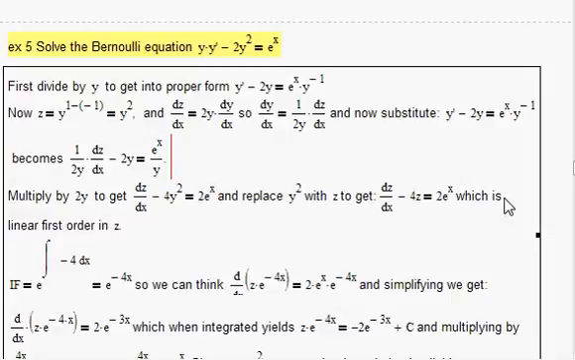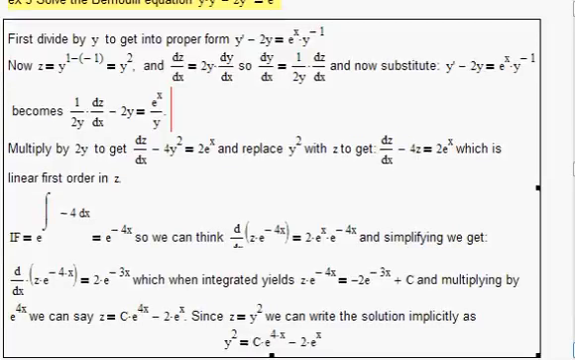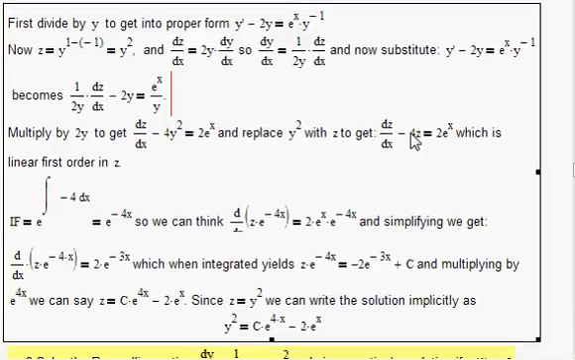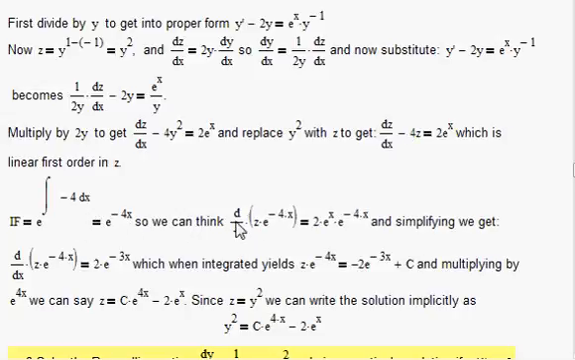And now we've got a linear differential equation in z and x. So it's linear first order in z. Integrating factor would be, this is our p of x, negative 4, so e to the p of x dx is e to the negative 4 dx, so that's e to the negative 4x. And we can think of our equation now as the derivative of z times e to the negative 4x equals 2e to the x times e to the negative 4x, because we multiply both sides by e to the negative 4x.